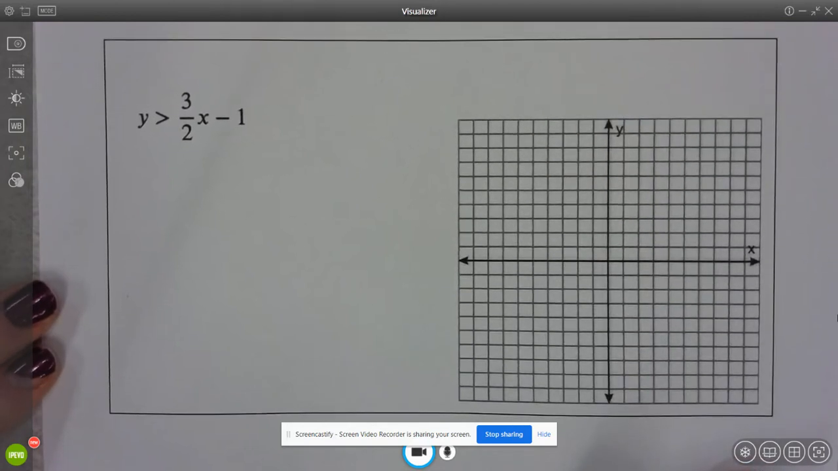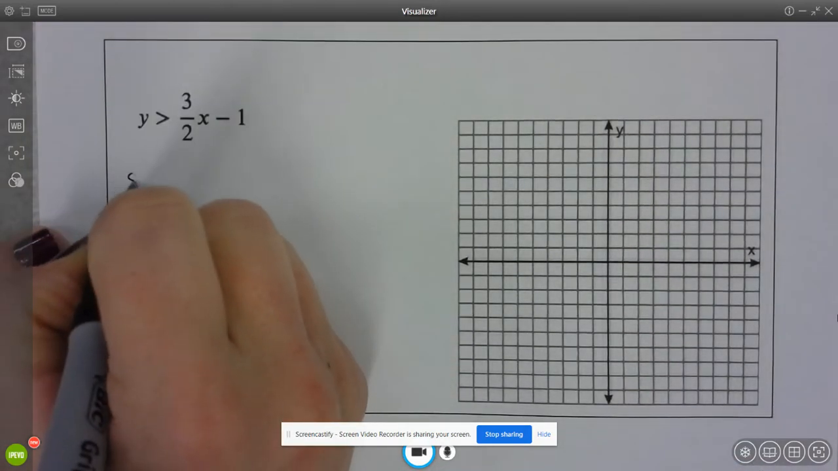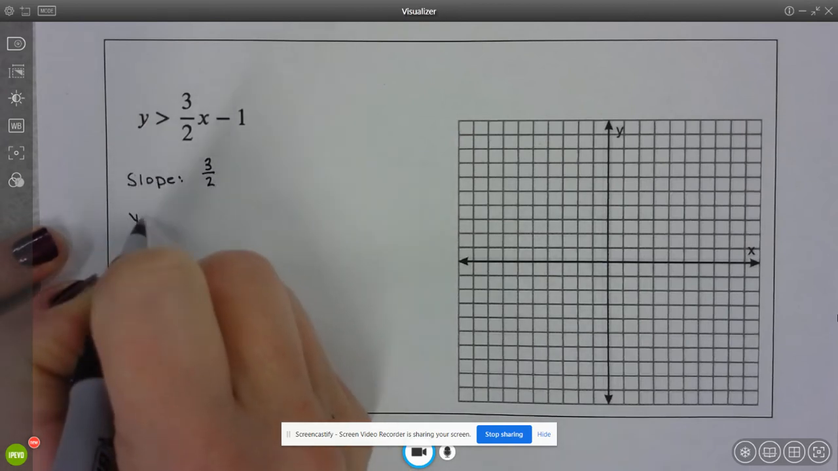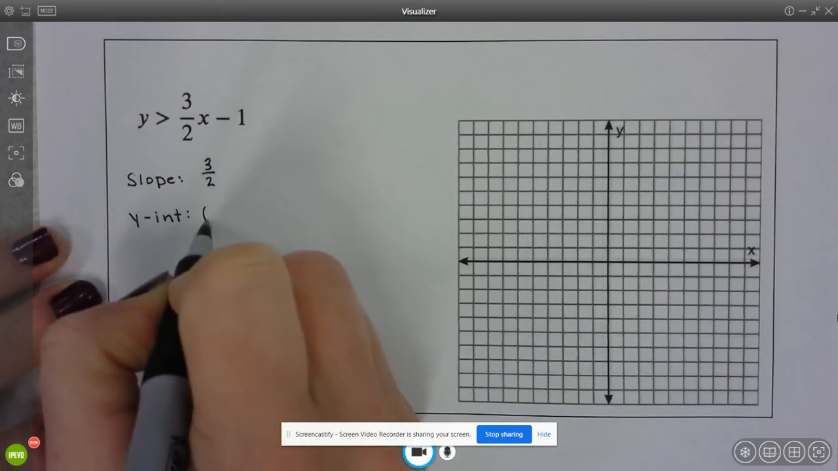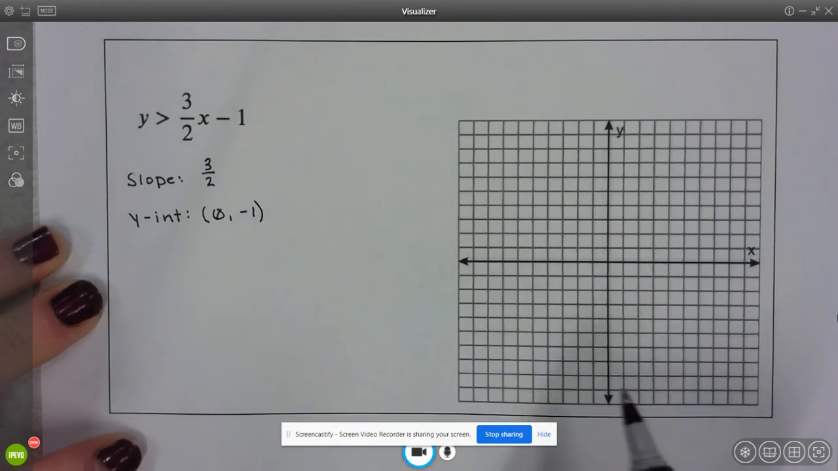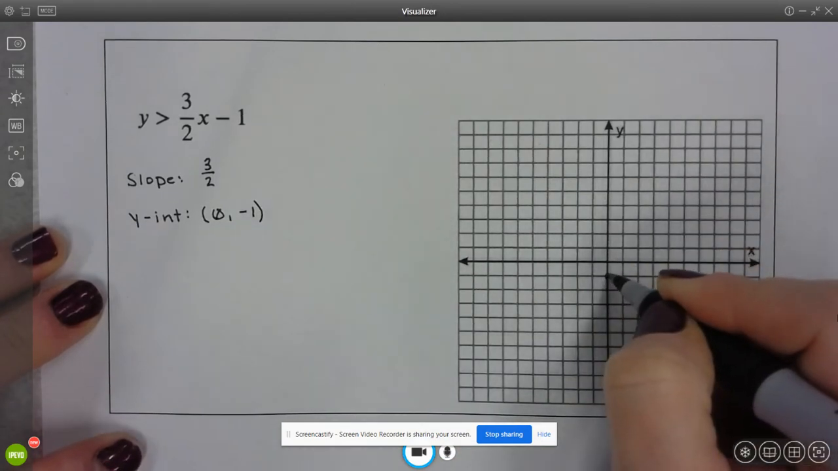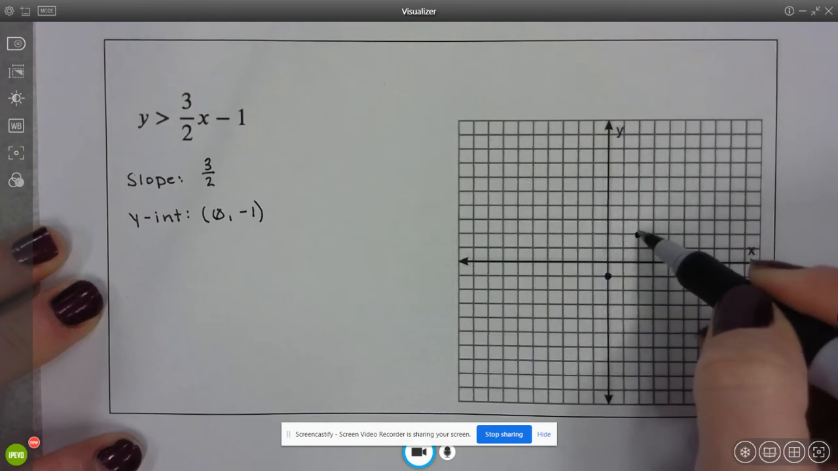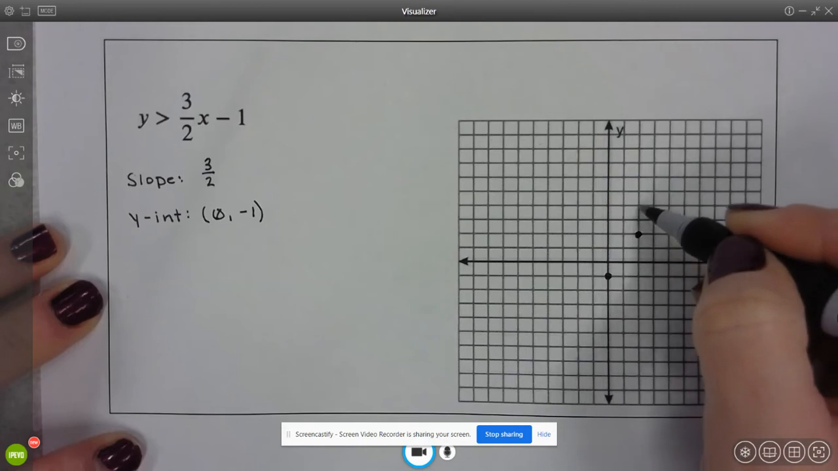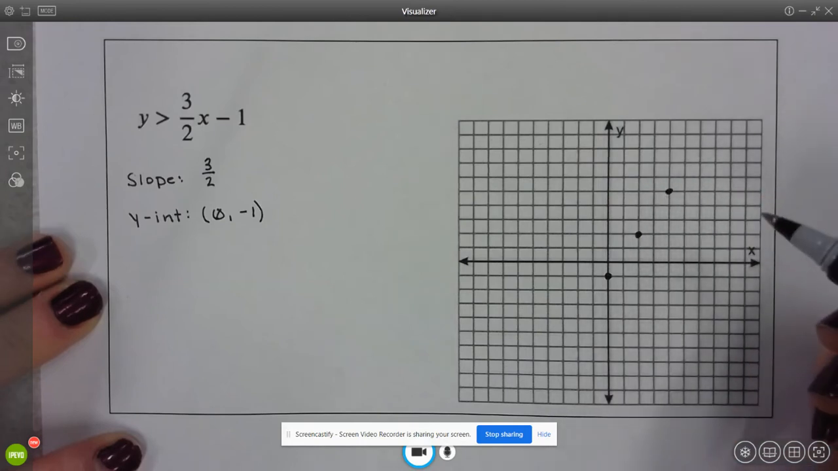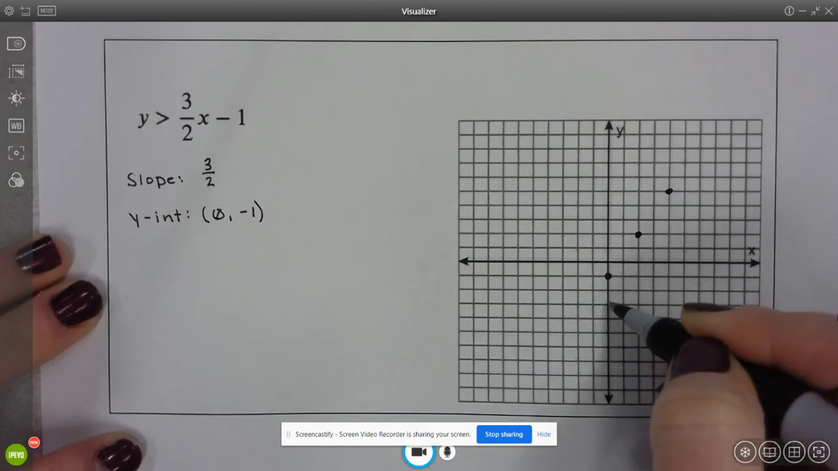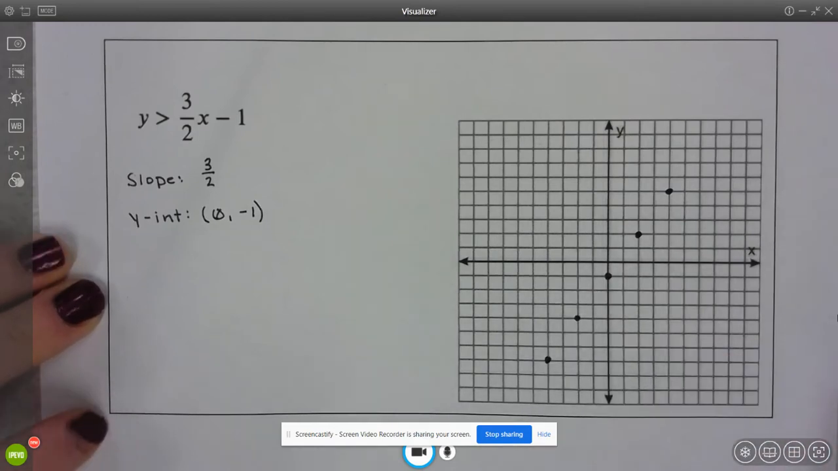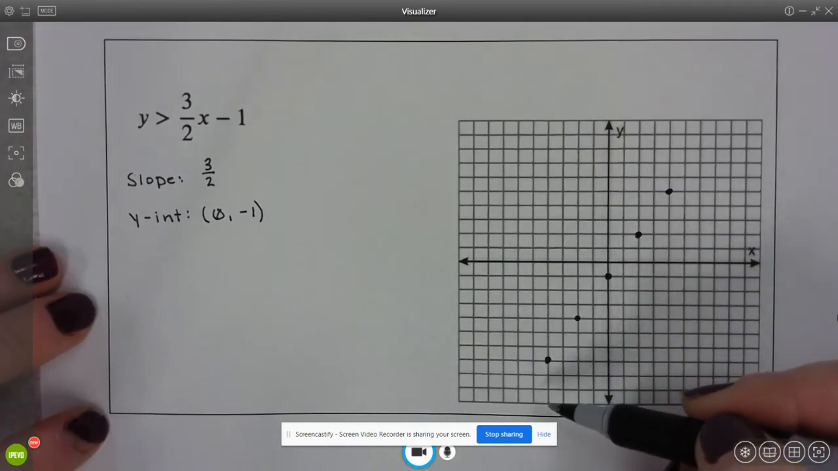So this is in slope-intercept form. So I know that the slope is 3/2. And I know my y-intercept happens at the point (0, -1). So I'm going to start at (0, -1). And I'm going to go up 3 and over 2 to the right and up. Since this is a positive slope, I'm also going to do the same thing in the opposite direction, down and left, so that I have all of these points in a line.